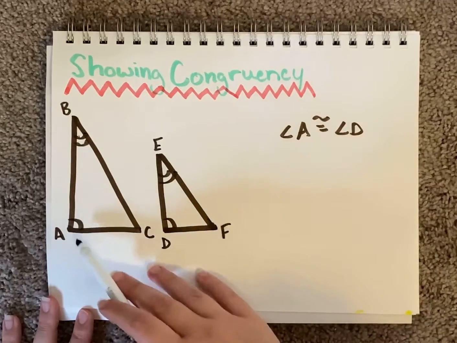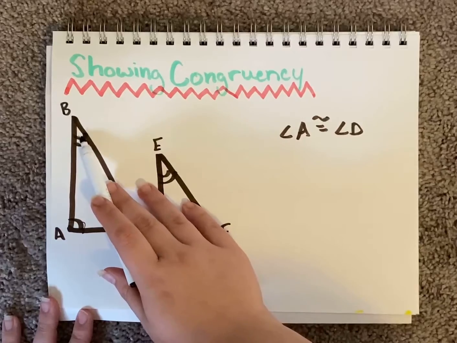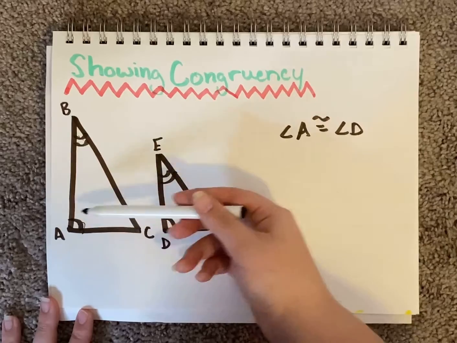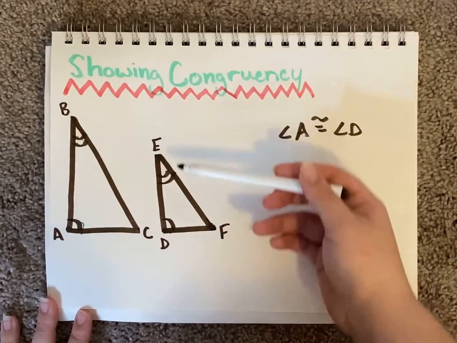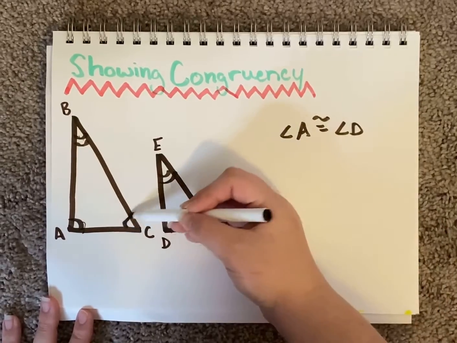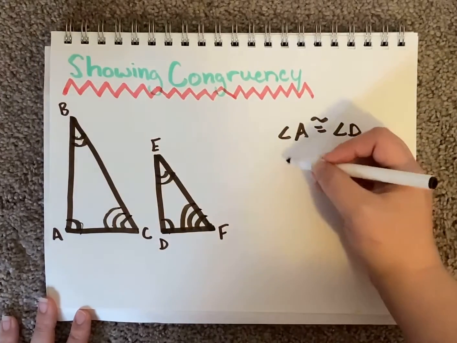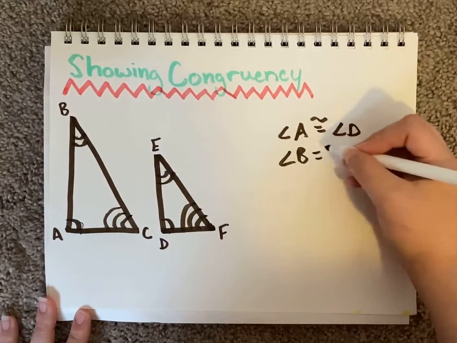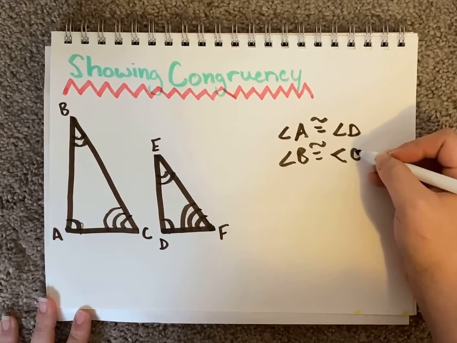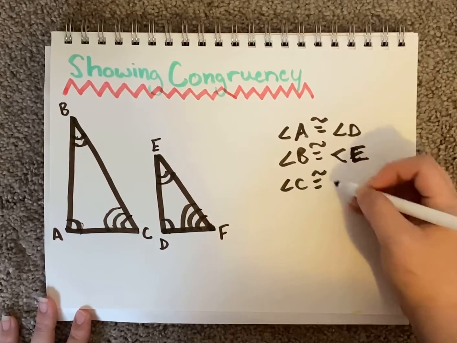If we're trying to show that these two angles, A and D, are the same, you'll have 1 mark. And if you're trying to show B and E are the same, you need to put 2 marks. Now, we can assume that if angle A equals angle D and angle B equals angle E, that angle C would correspond to angle F. So we would show congruency by putting 3 marks. So angle B is congruent to angle E, and angle C would be equal to angle F.